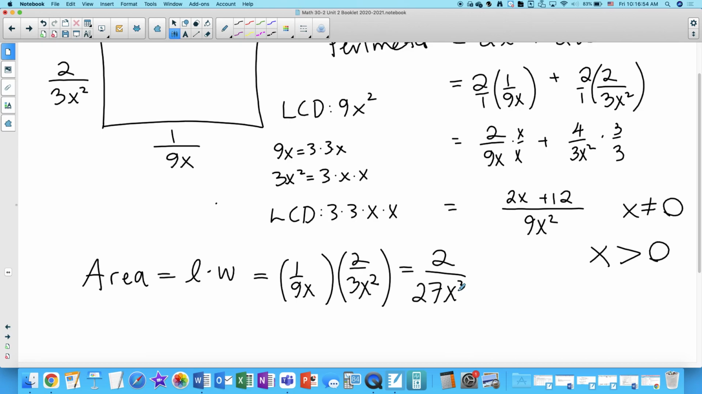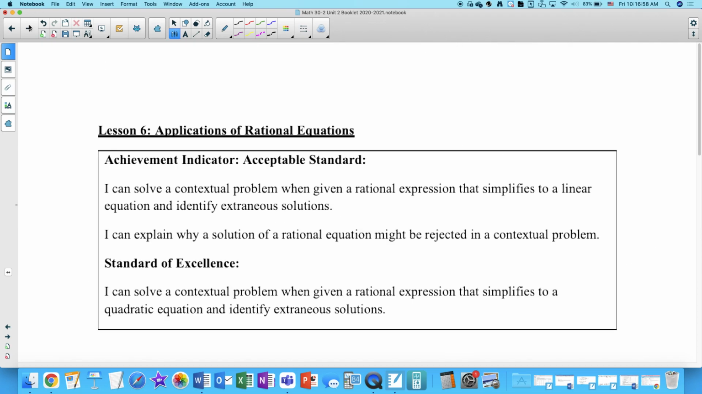Okay. So before we actually get into the applications that we're going to look at in detail, which usually involve equations, I want to talk first about what type of situation could we use a rational equation rather to model. Okay? So think of the structure of a rational expression. What does it look like to you? How would you describe it?